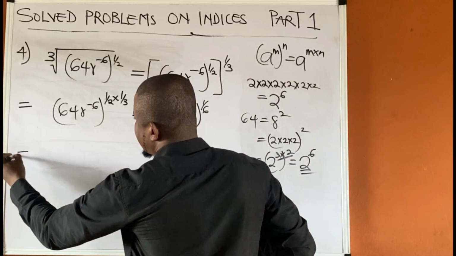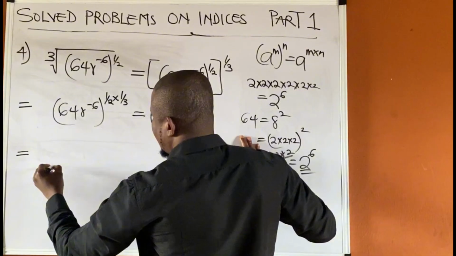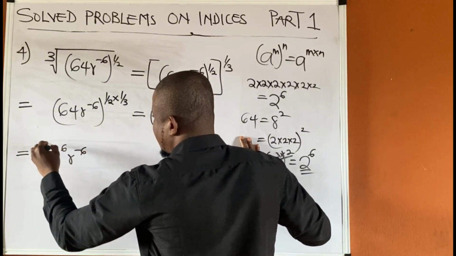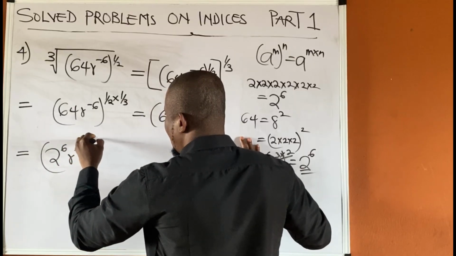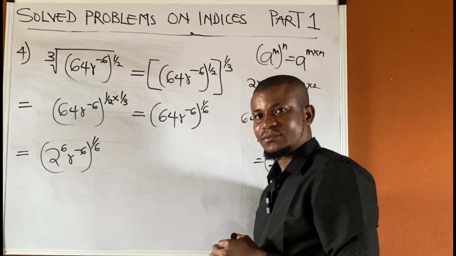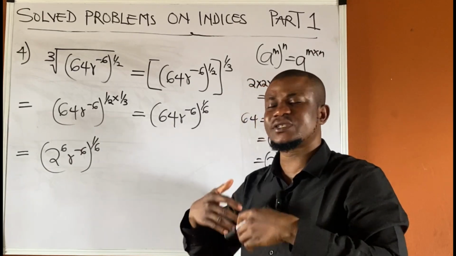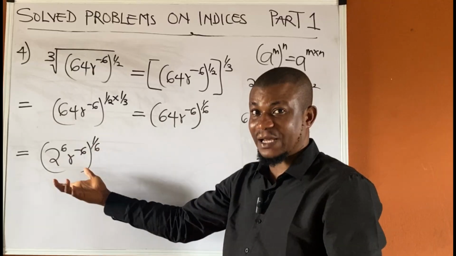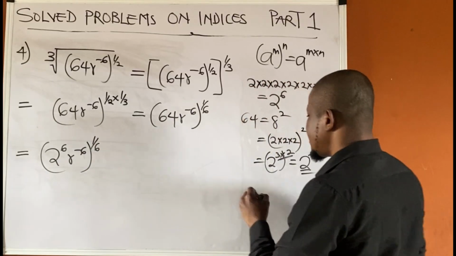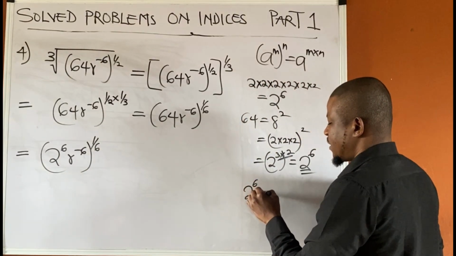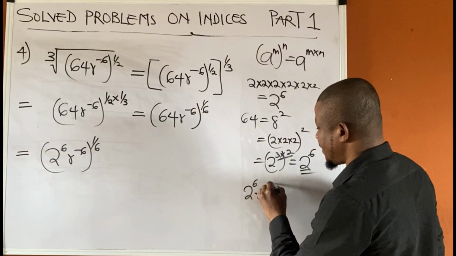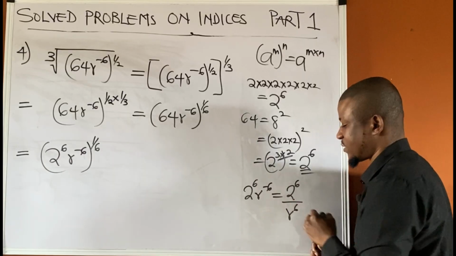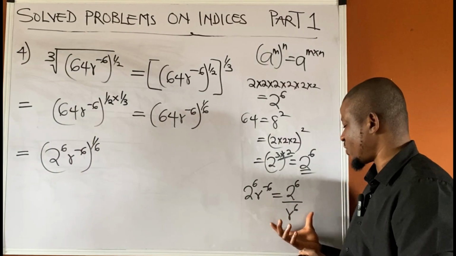So we can write this here as 2 to the power of 6 r to the power of negative 6, or to the power of 1 over 6. Now, at this point, you can still use a different method. You can apply the division law of indices here. You can say 2 to power 6 r to power negative 6 is the same as 2 to power 6 over r to power 6. This is correct from the division law of indices.